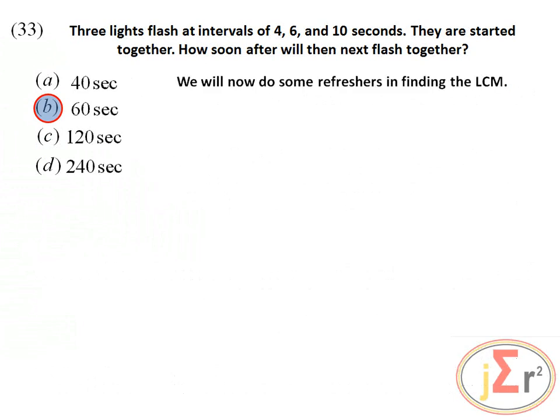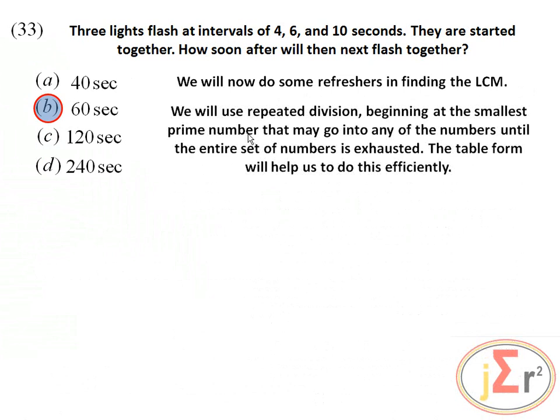We will now do some refreshers in finding the LCM. We are going to take a look at how we find the LCM. We will use repeated division, beginning at the smallest prime number that may go into any of the numbers until the entire set of numbers is exhausted. The table form will help us to do this effectively. So we are going to use the table form, and we will divide by the lowest, beginning of course at the lowest prime number until the list is exhausted.